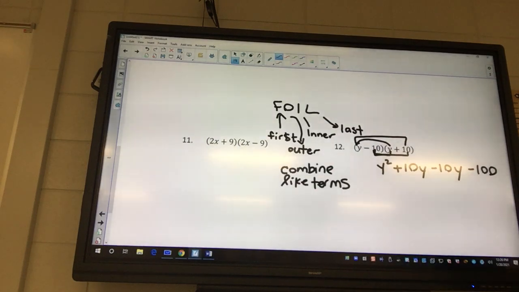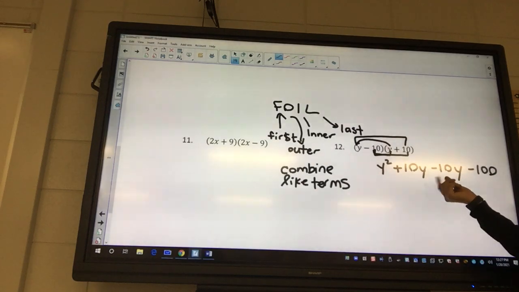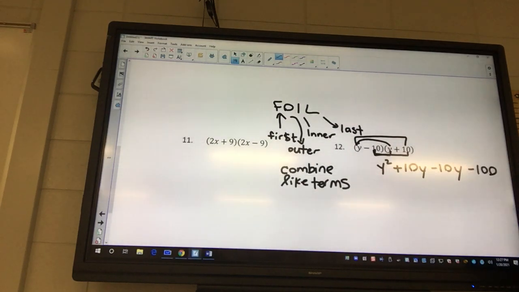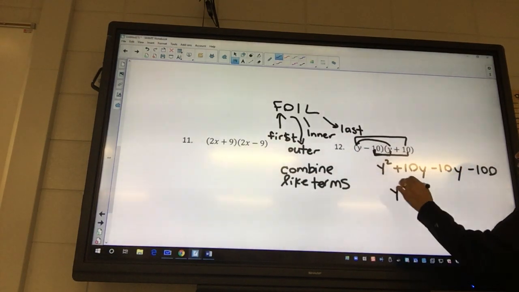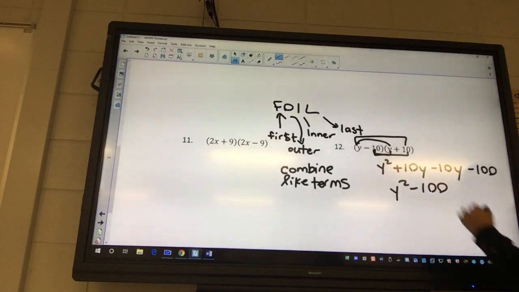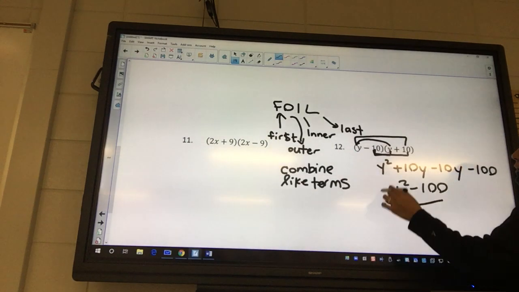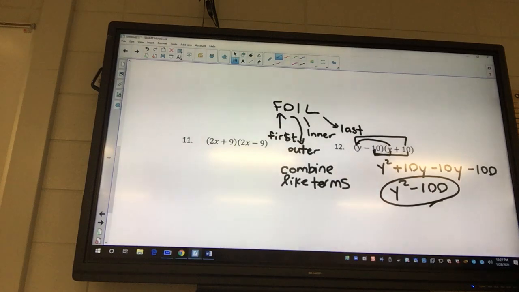Okay, our next step says to combine like terms. The terms that you can combine are always going to be these middle two. Okay, so what is 10y minus 10y? 0. Yeah, it's going to be 0. y squared minus 100. Okay, and so this is going to be our legitimate answer.